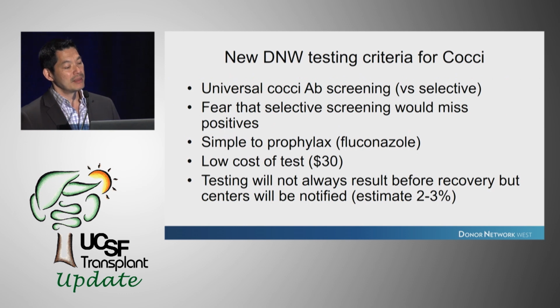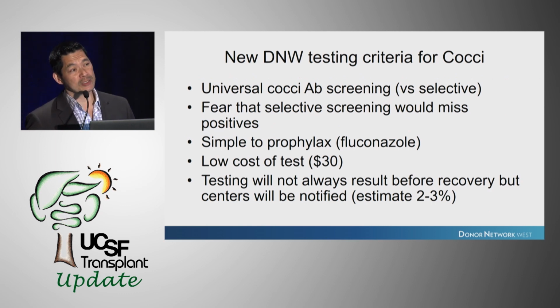One was the fear that selective screening would miss positives in the face of this mortality risk. It was simple to prophylax with fluconazole. At high doses of fluconazole, you do get interactions with calcineurin inhibitors, but at a lower dose you can settle the patient after a while. The duration depends on the risk, which I don't have time to go into, but there's a risk-based approach to how long you would treat the recipient based on the donor. The test was generally low cost, and the testing will not always result before recovery, but centers will be notified. It's estimated about 2 to 3% of our population is Cocci antibody positive.